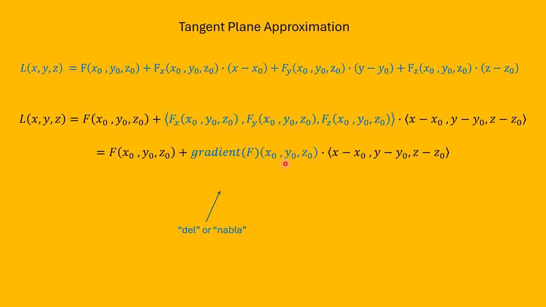So we have the gradient of f at this point dotted with this vector. Another way that the gradient of f is written is by this symbol right here. This represents the gradient of f at the point x0, y0.